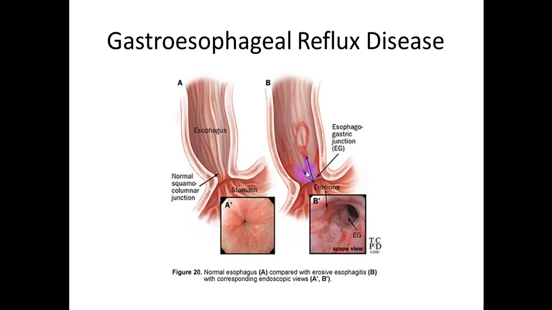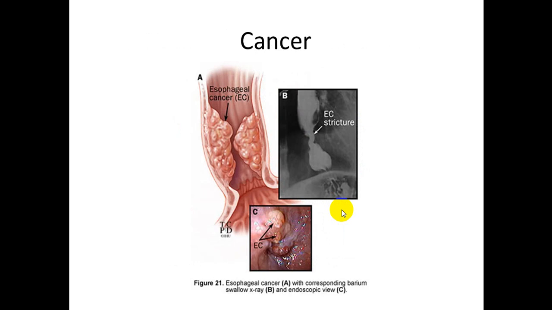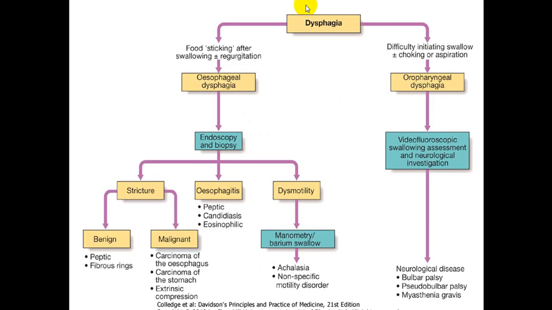gastroesophageal reflux disease, as a cause of dysphagia. Chronic GERD can lead to Barrett esophagus. Barrett esophagus can lead to dysplasia of mucosa, and adenocarcinoma can cause malignancy. Cancer, this is mass obstruction in the lower part of the esophagus, one of the differential diagnoses of dysphagia. So dysphagia, difficulty initiating swallowing, choking or aspiration, oropharyngeal dysphagia.